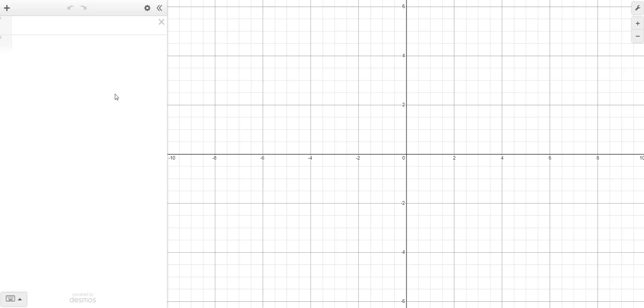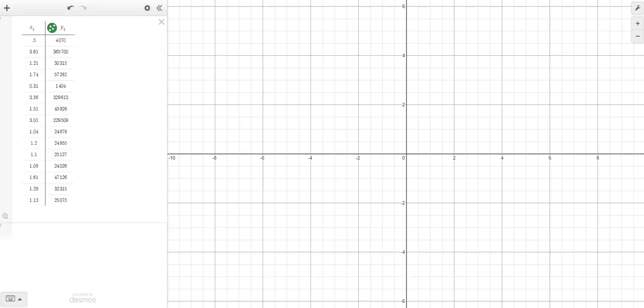Today I want to show you how to find a curve of best fit for data in Desmos. First of all, you want to click plus, table, and type in your data. So we have two options for curved data. One could be a quadratic, one could be an exponential. So first let's look at our data.